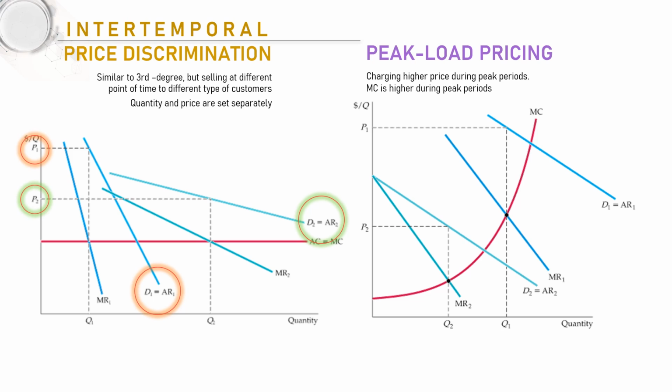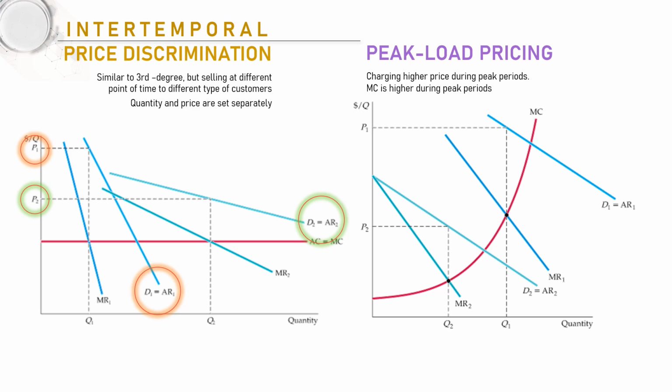Intertemporal price discrimination at first glance looks so similar to third degree price discrimination. In fact, it is a little bit different. Unlike the third degree case, the quantity and the price of each group are set separately in the calculation. As if there is no demand 2, MR1 will be set equal to MC to find both Q1 and P1.